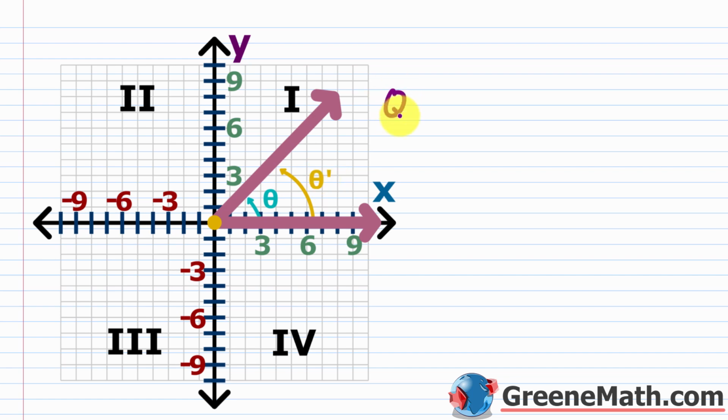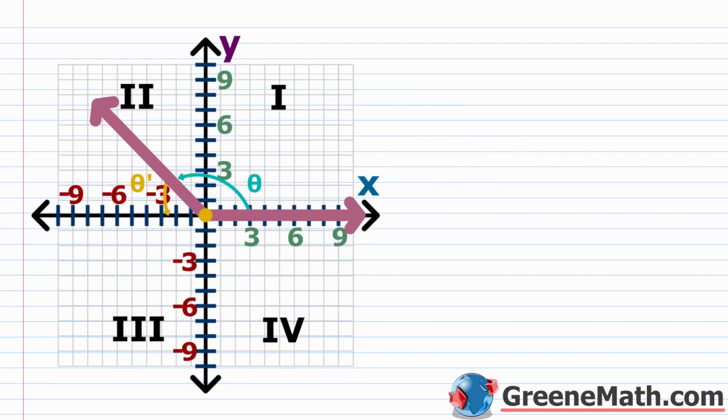So if you're in quadrant 1, then you can say that theta is equal to theta prime. So your angle theta is going to be its own reference angle. If you're in quadrant 2, you have to do a little bit more thinking. So now I'm thinking about this angle right here. Okay, so this is my theta prime.